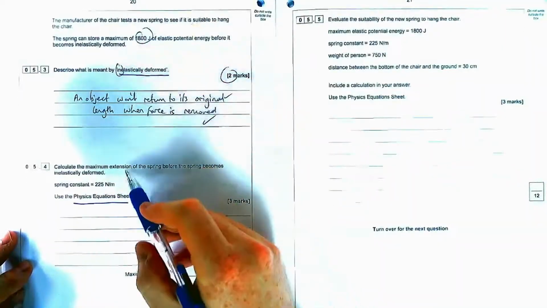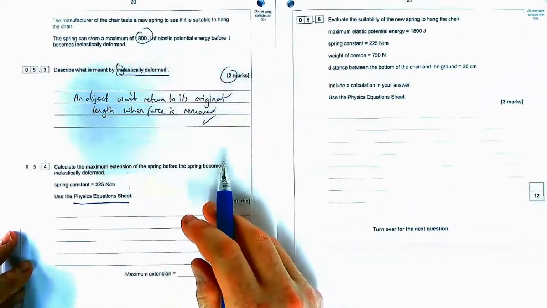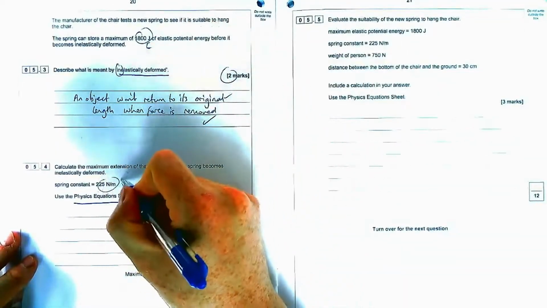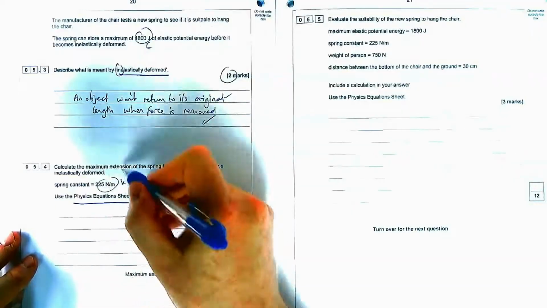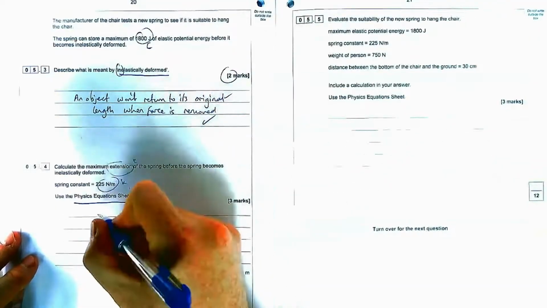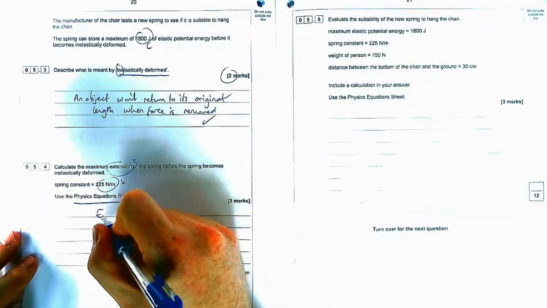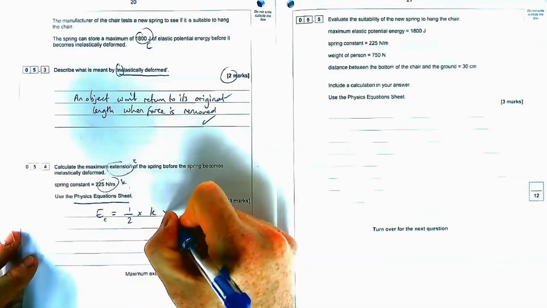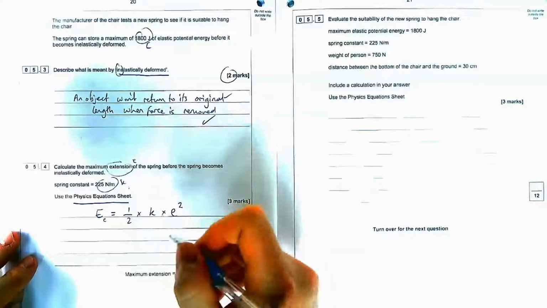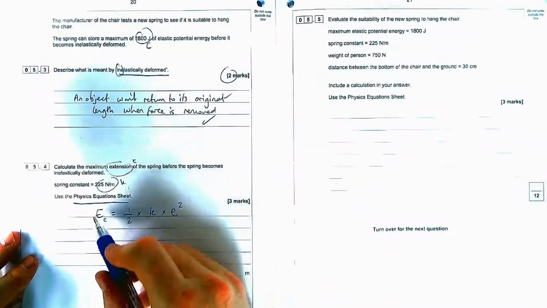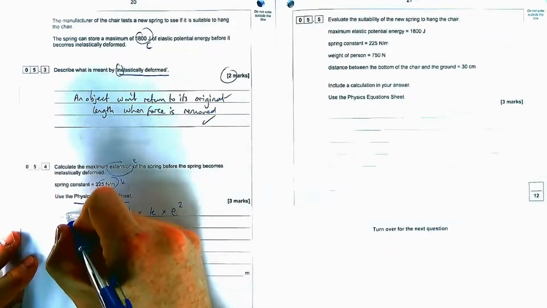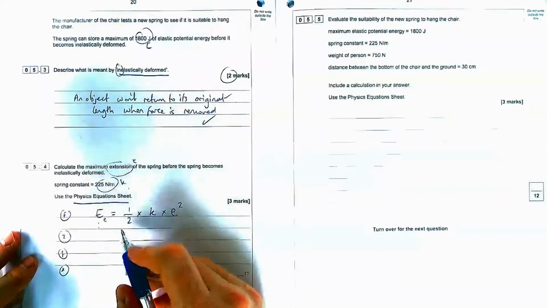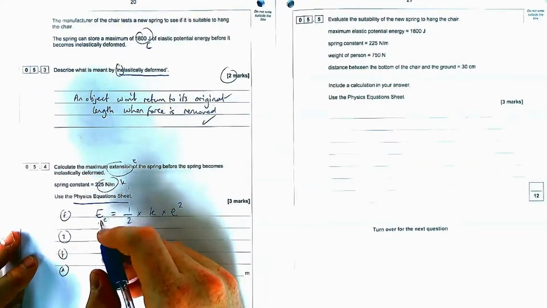So the correct equation to use here is that energy, elastic potential energy, equals half times spring constant times extension squared. So we're trying to find extension, so let's again put our values in, so make sure we are keeping track of our numbers. So elastic potential energy 1800, half is a half, spring constant is 225, and the extension we do not know what it is, so I'm just going to leave it as e squared for the time being.